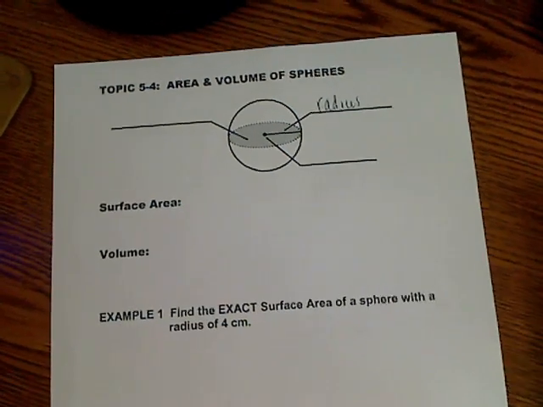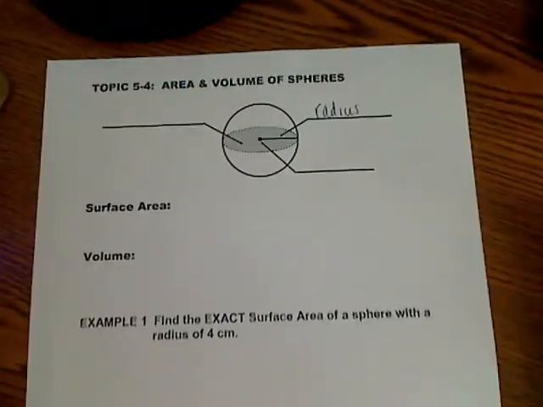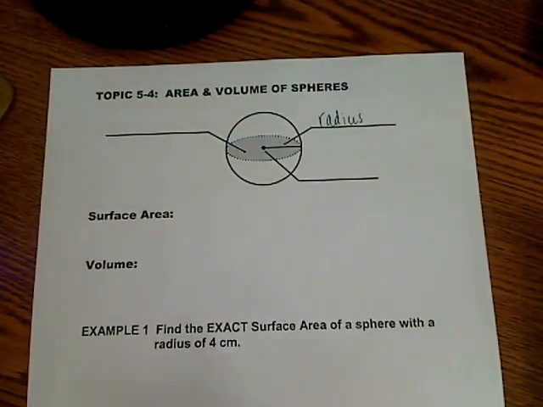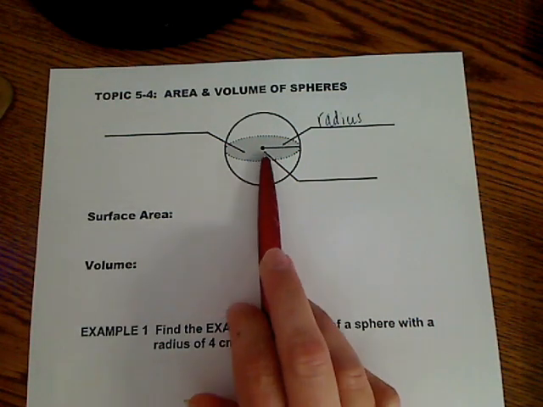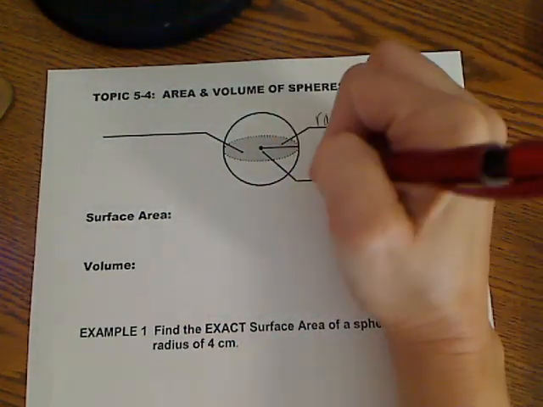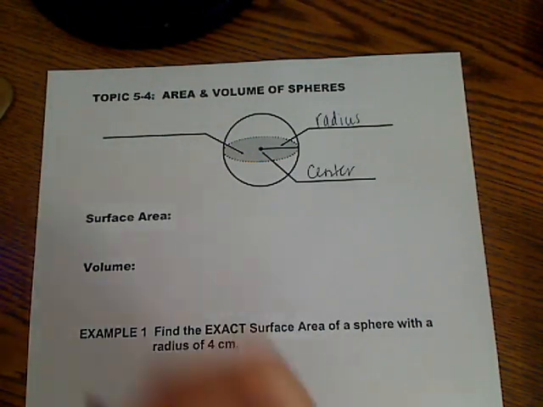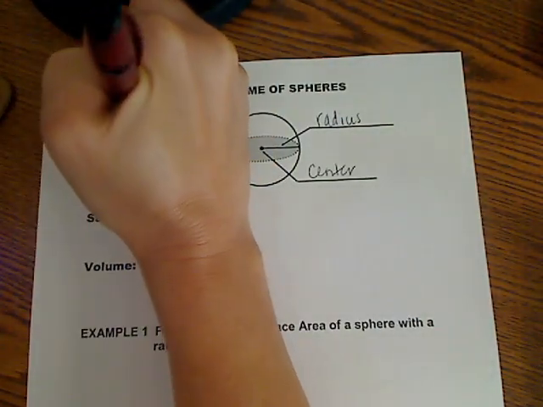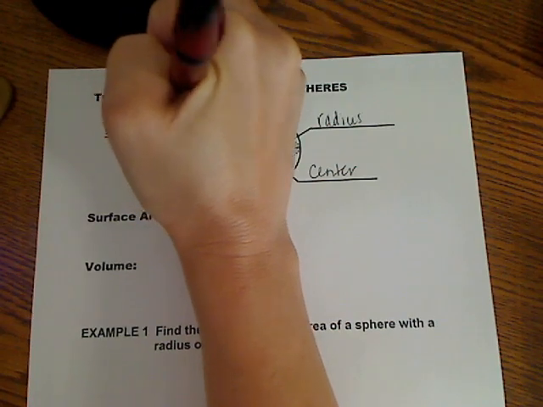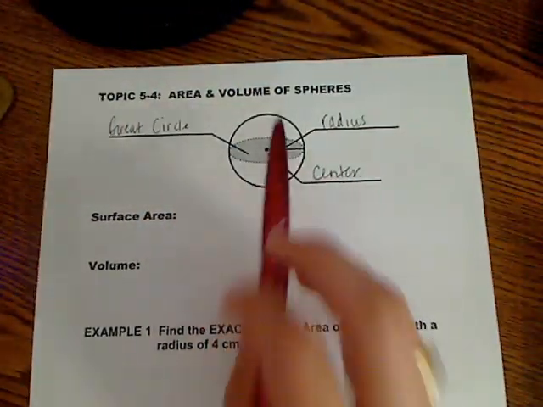All right, today we're talking about the area and volume of a sphere. Here's your radius, here's your center, and then we've got this, which is called your great circle.